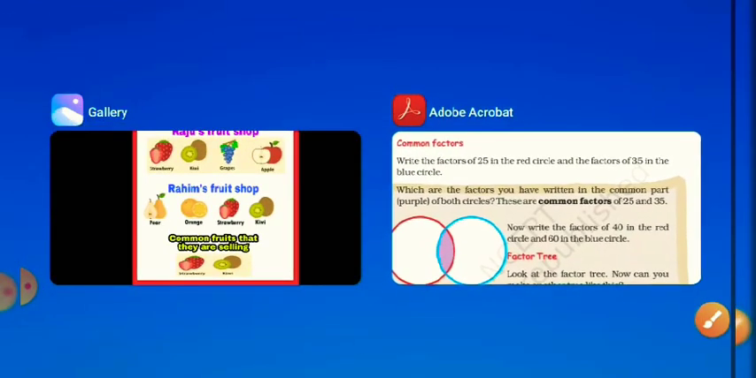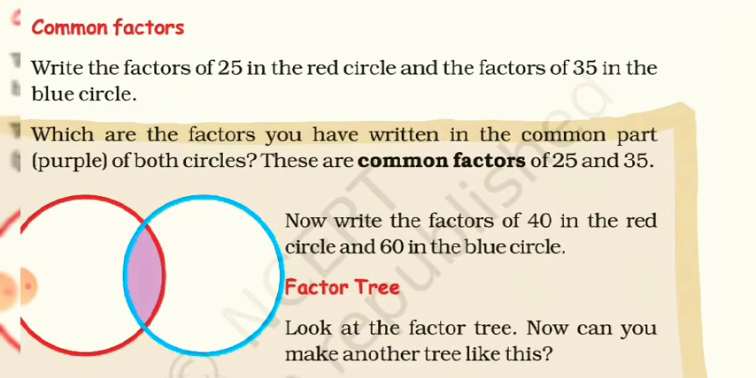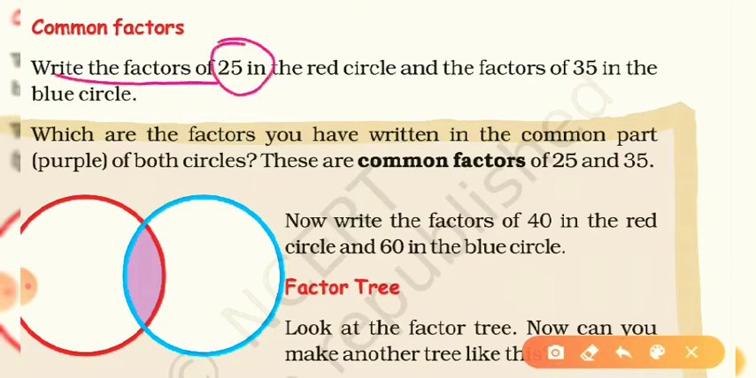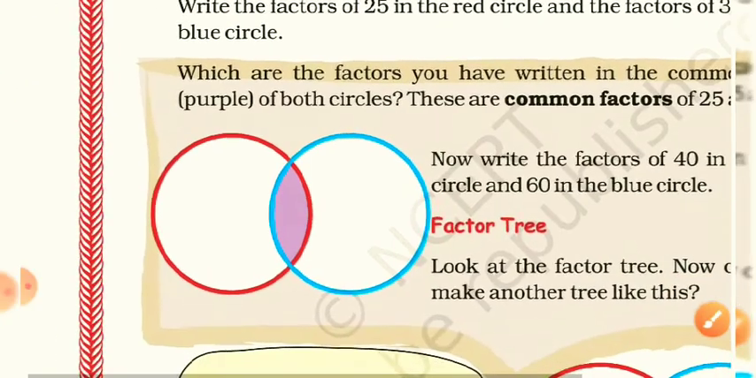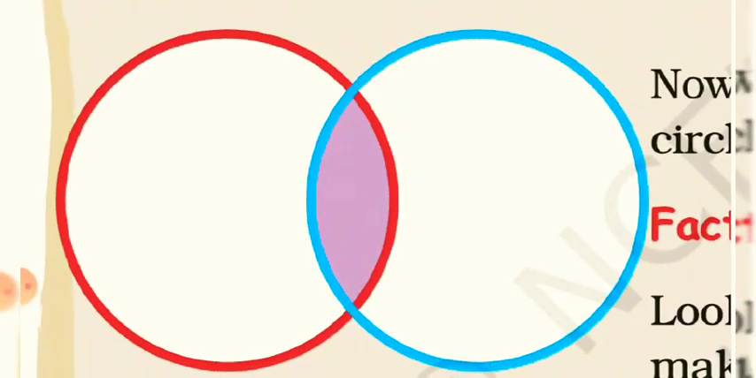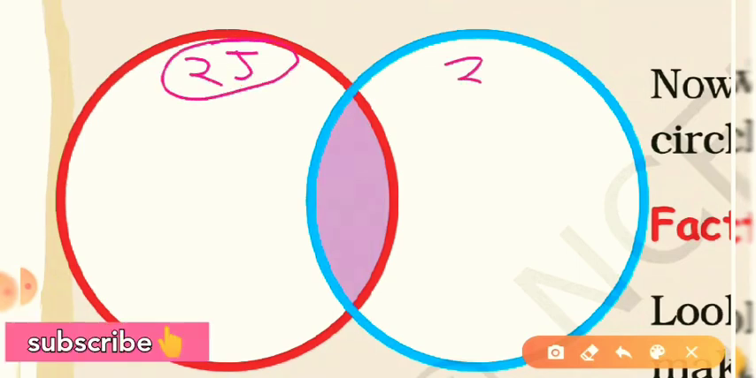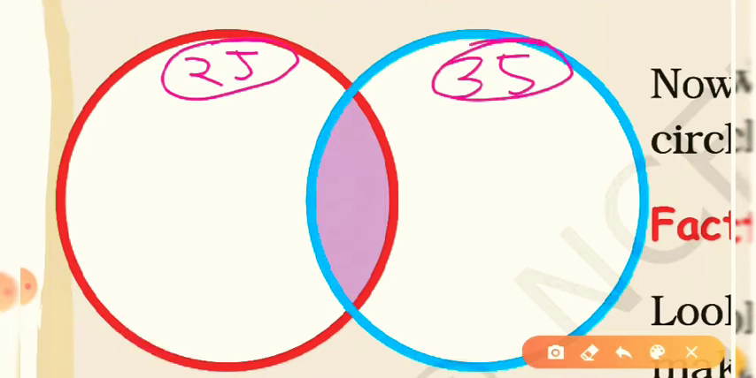Now come to the textbook. Here is a question. Write the factors of 25 in the red circle, here we have the red circle, and the factors of 35 in the blue circle, here is the blue circle. Now let's do this. At first on the top we will write 25 and here we will write 35. Now one by one we will write all the factors of 25.